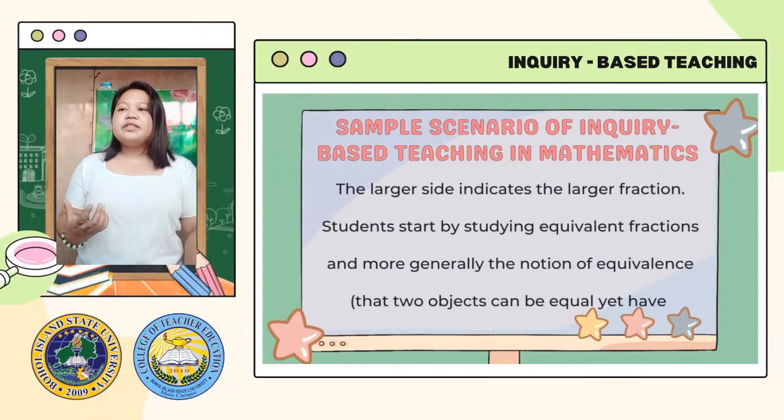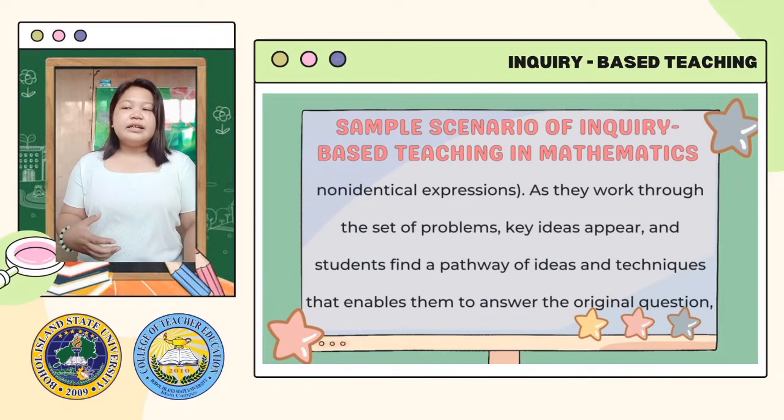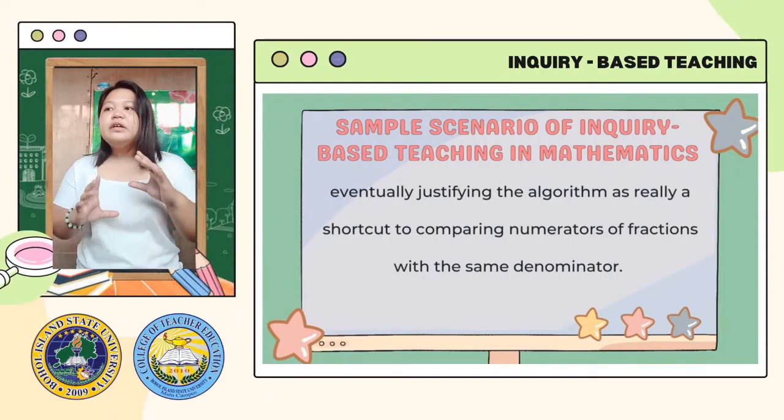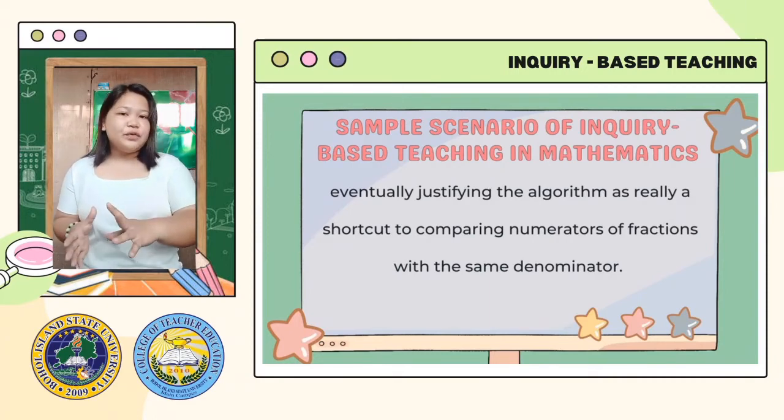Students start by studying equivalent fractions and more generally the notion of equivalence. The two objects can be equal yet have non-identical expressions. As they work through the set of problems, key ideas appear and students find a pathway of ideas and techniques that enables them to understand the original question, eventually justifying the algorithm as really a shortcut to comparing numerators of fractions with the same denominator. So, that's what happens in the activity, no?